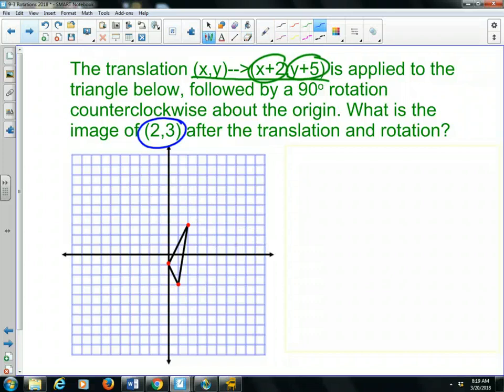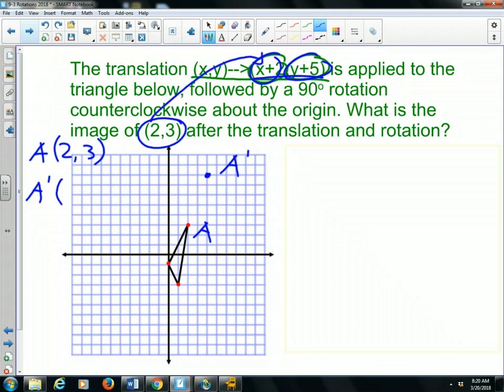So the first thing I'm going to do is translate it, x plus 2, y plus 5. So from (2, 3), I'm going to go 2 units to the right and 5 units up. If I call this point right here A at (2, 3), this one up here would be A prime. I have moved it 2 units to the right and 5 units up. So if A is at (2, 3), A prime would be at my x coordinate, I would add 2, so 2 plus 2 is 4. And my y coordinate, I would add 5, so 3 plus 5 is 8. So A prime right here is at (4, 8).